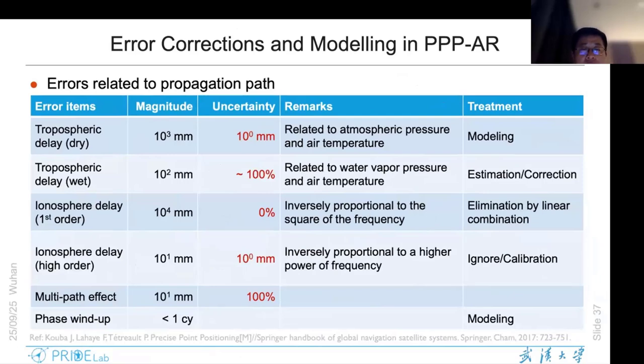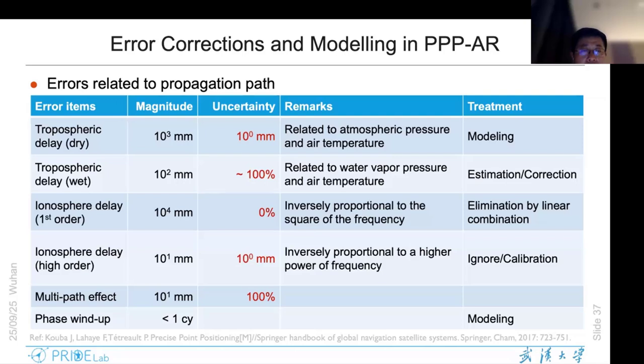So this shows the second part of the error budgets within the GNSS data, which is related to the propagation path. The two typical atmosphere-related errors are troposphere delay and ionosphere delay. The troposphere delay is divided into two parts. The first one is the dry part, which can be modeled precisely to the level of a few millimeters. And the wet part of the troposphere delay can be mitigated using some models, but that mitigation performance is not so good.